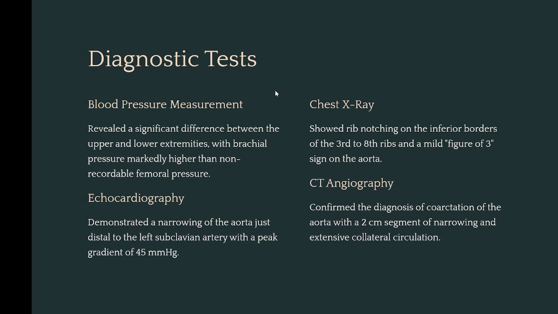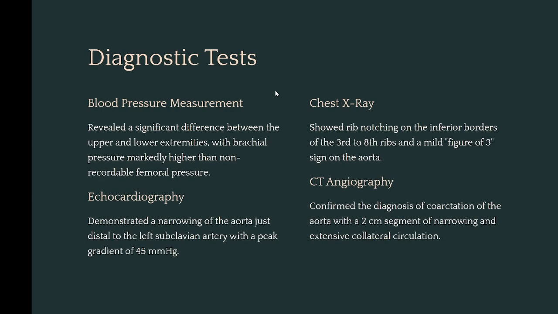Diagnostic tests: blood pressure measurement revealed a significant difference between the upper and lower extremities, with brachial pressure markedly higher than non-recordable femoral pressure. Echocardiography demonstrated a narrowing of the aorta just distal to the left subclavian artery with a peak gradient of 45 mmHg. No bicuspid aortic valve or intracardiac shunts noted.